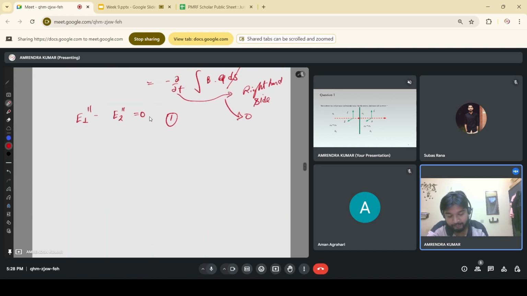Now what is the second condition? We know the fourth equation is del cross B equals mu naught epsilon naught del E over del t.